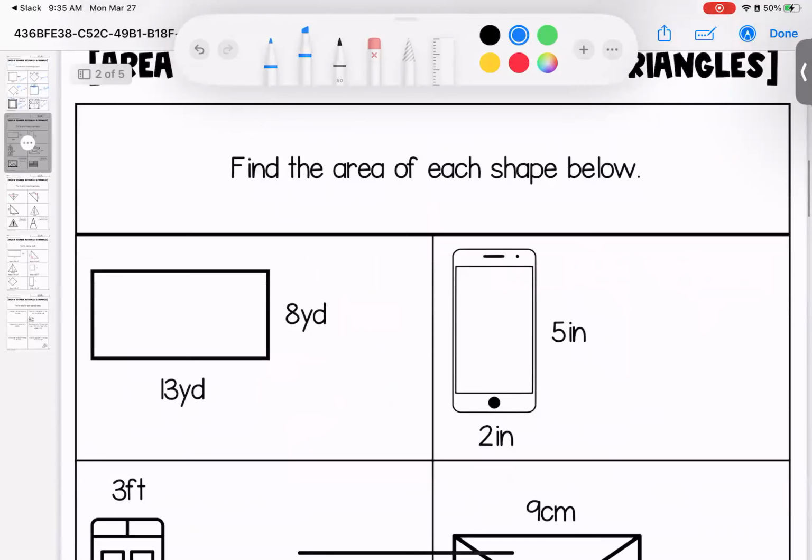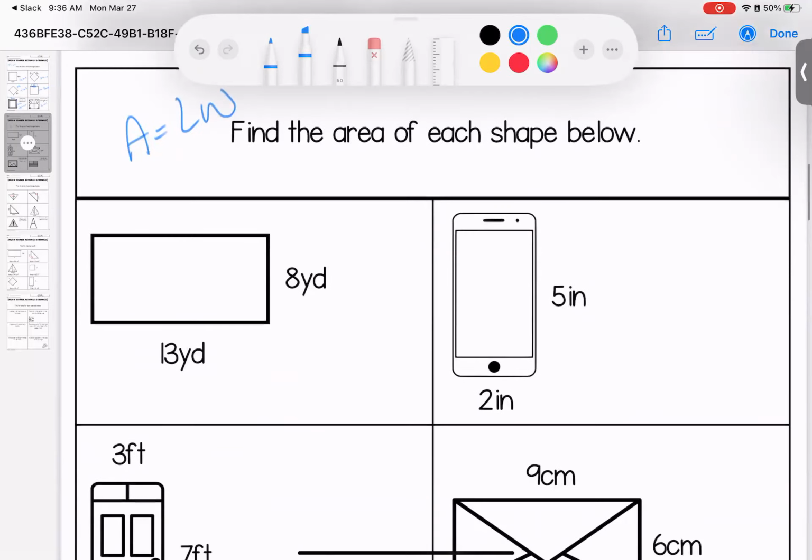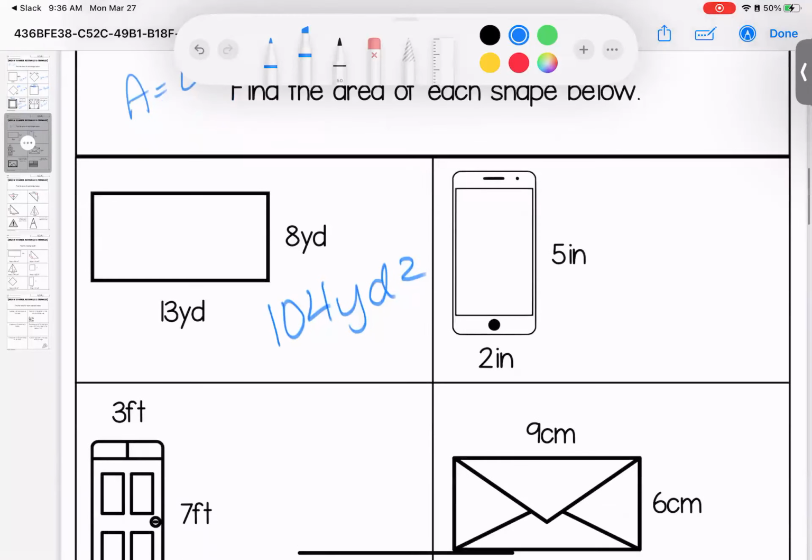All right, love bugs, looking at a rectangle to find the area. Rectangle is the same formula as our square. Our area is going to be equal to our length times our width. So our first one, we have 8 yards times 13 yards. 8 times 13 gives me 104 yards squared.